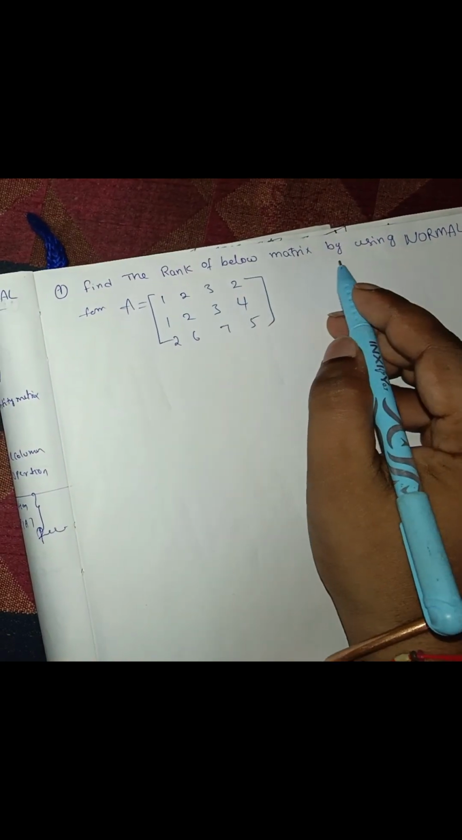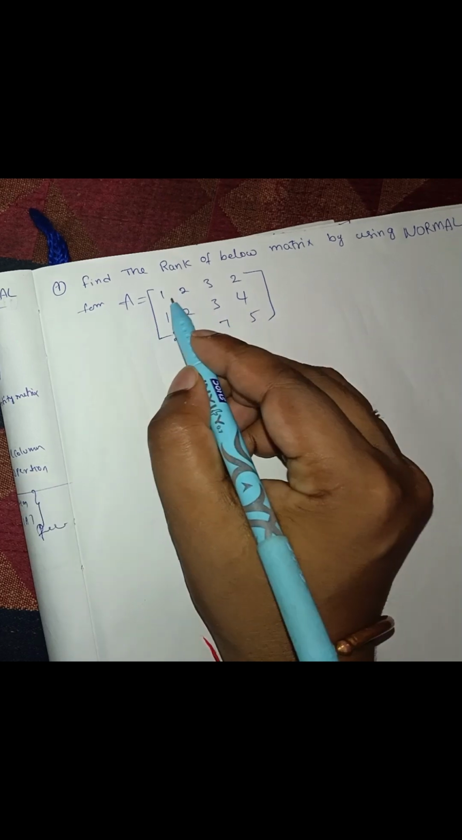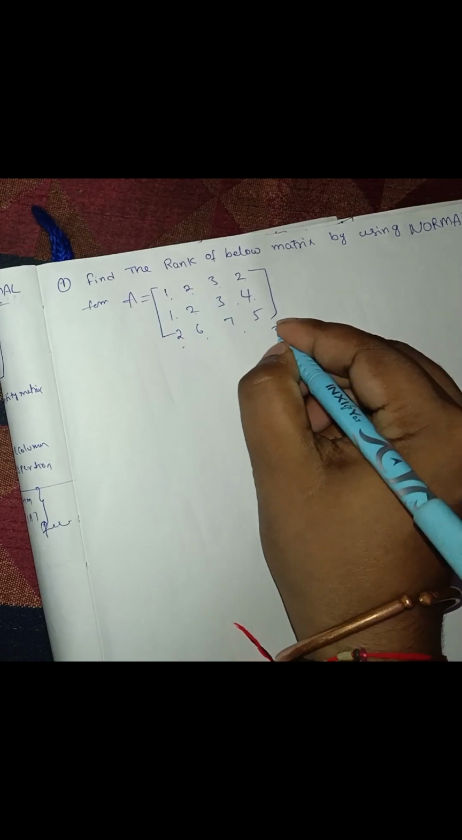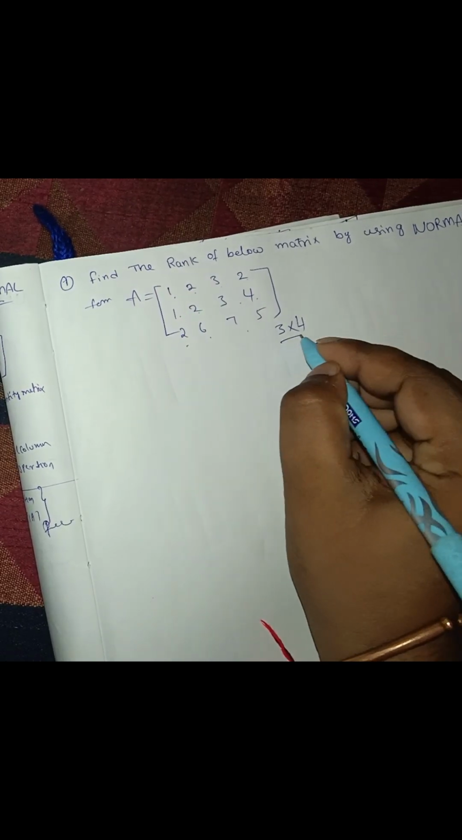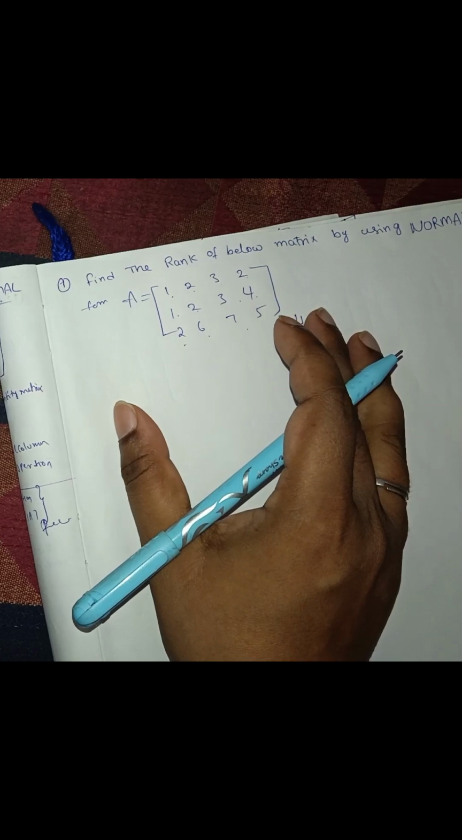Find the rank of the below matrix by using normal form. Given matrix A is equal to 1, 2, 3, 2; 1, 2, 3, 4; 2, 6, 7, 5. So there are 3 rows and 4 columns. So this matrix is a 3 by 4 matrix.